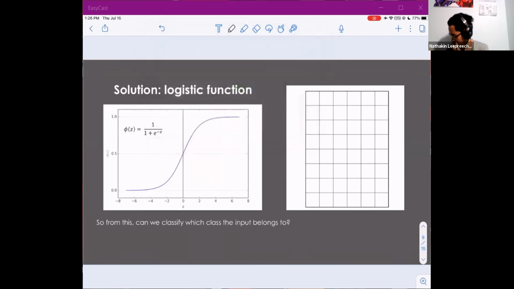Let me see if I can try to further write it down. This is just the equation of it. You don't have to memorize it. You just need to know that if you project the data onto this line, it's going to produce this line of data, and you can plot the data in here and then try to classify it.